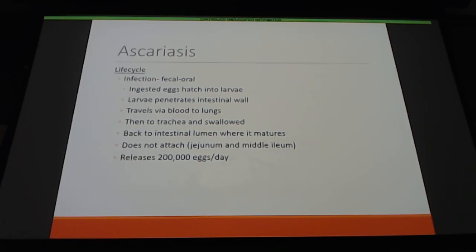Excuse me. Right, so it's got to go through its life cycle. This one's a little bit different. This life cycle means that once you eat it, it goes to the intestinal tract. Right? It likes the duodenum. Okay?